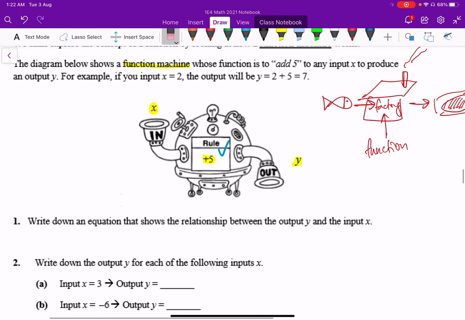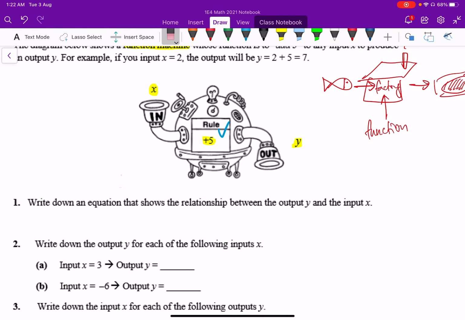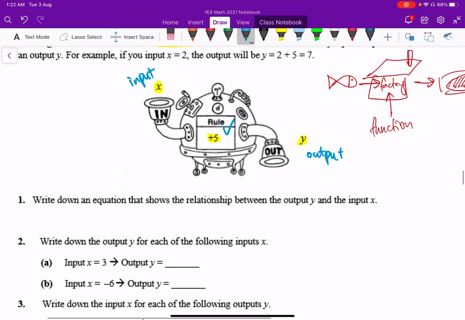Having this idea, can you now write down the equation that shows the relationship between the output and the input? This is the input. You put the x value in, and you have a y output. Can you write down the equation for this picture here? My output is equal to my input plus 5. This is the relationship.